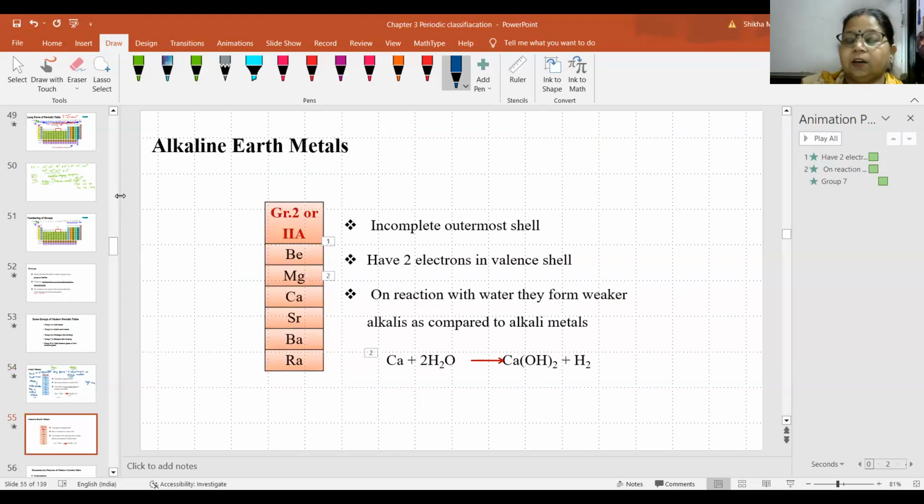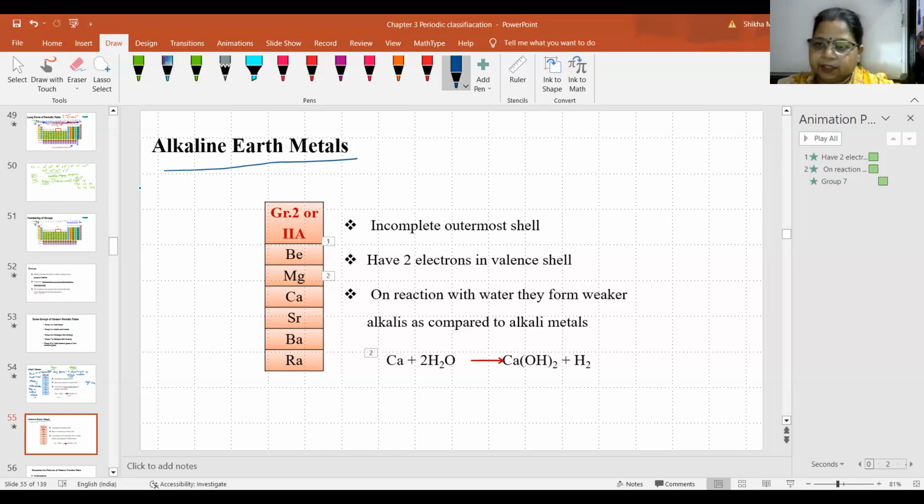Group 2 elements are known as alkaline earth metals. Now, why are they called alkaline earth metals? The answer is simple. They form water-soluble bases and are found in the earth's crust. Although these days we talk about Asian Paints and various colors on our walls, all of them are synthetic.